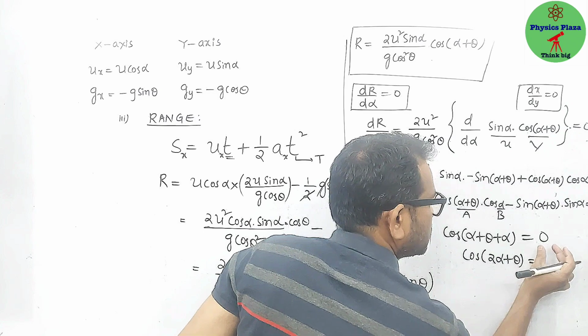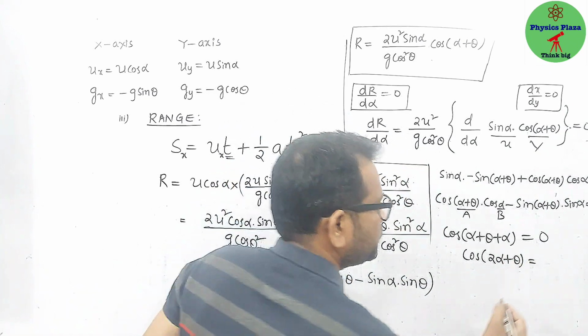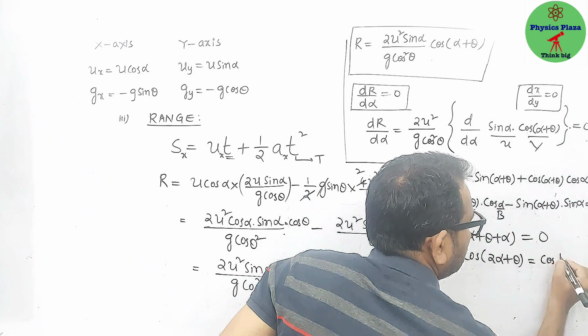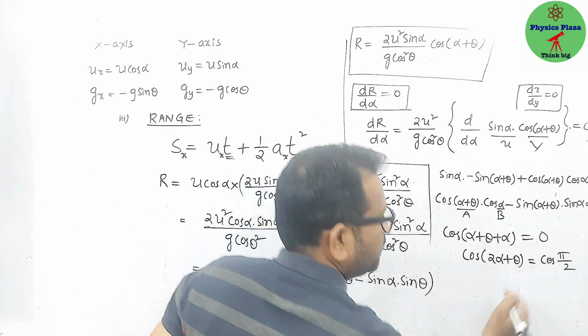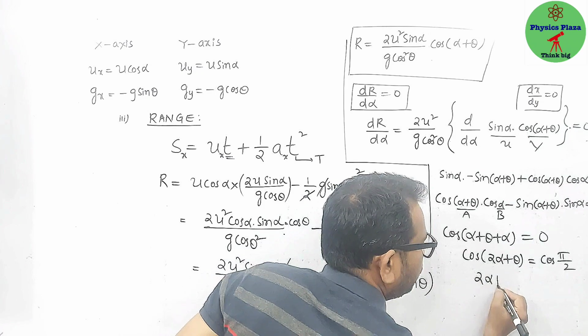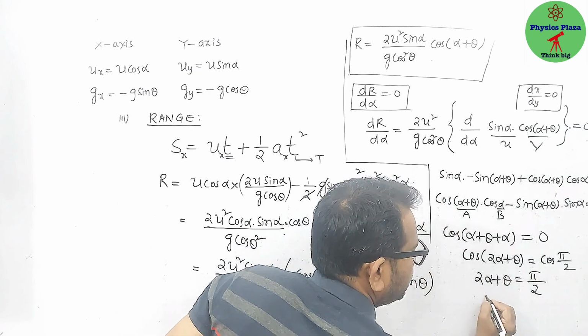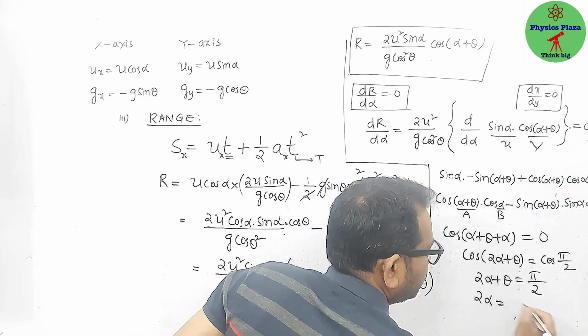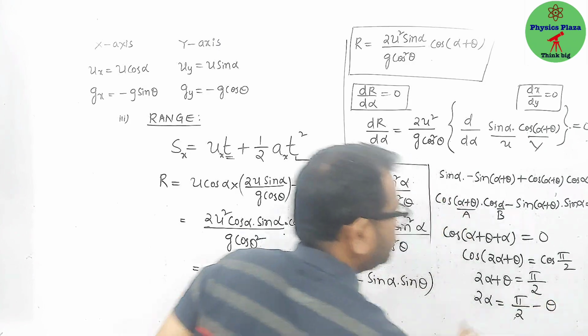For what value is cos going to be 0? Cos 90, and cos 90 is nothing but cos pi by 2. So as cos 2 alpha plus theta is equal to cos pi by 2, it can be written as 2 alpha plus theta is equal to pi by 2. And here 2 alpha is equal to, theta will go this side, pi by 2 minus theta.